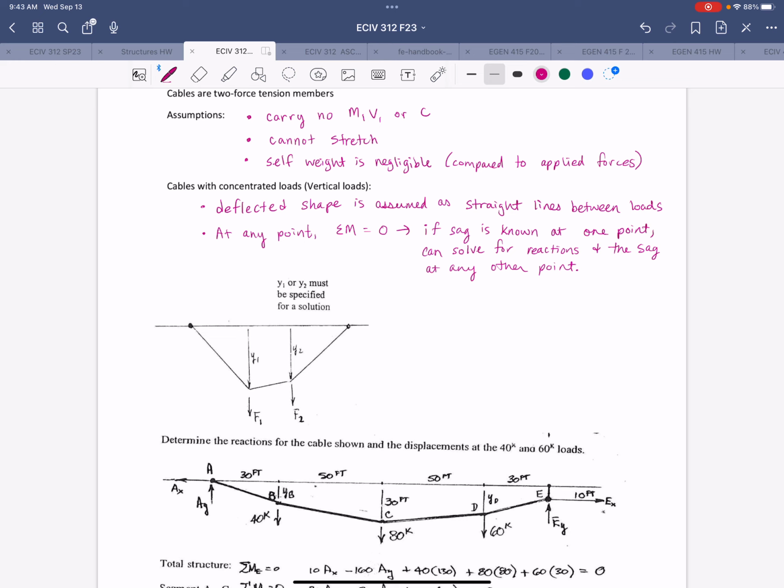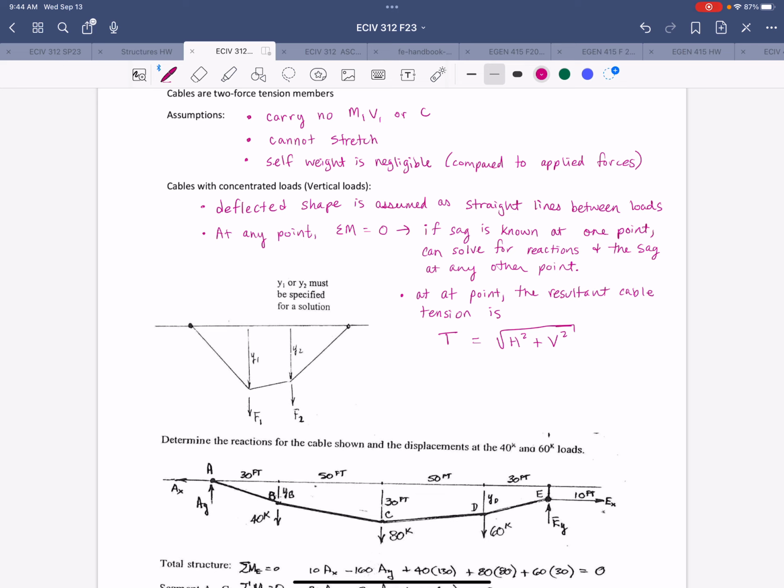And then with that information, you can calculate the cable tensions in all of the segments. And so that leads me to the next point. At any point, the resultant cable tension is the square root of the horizontal component squared plus the vertical component squared.